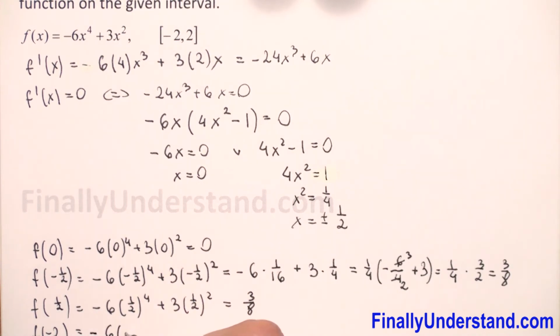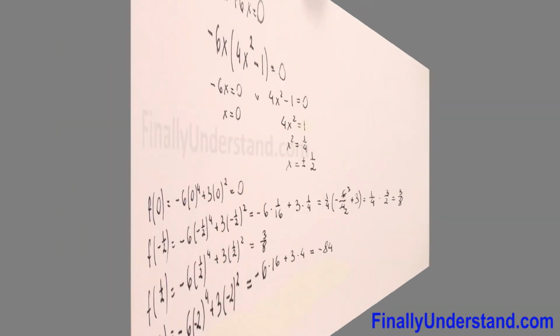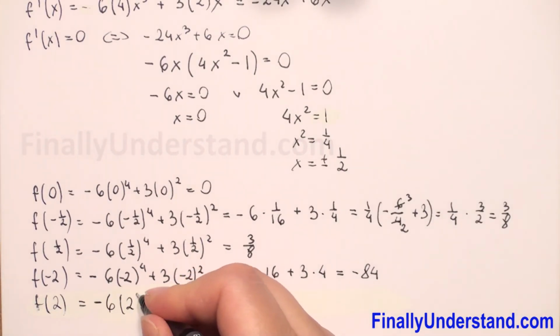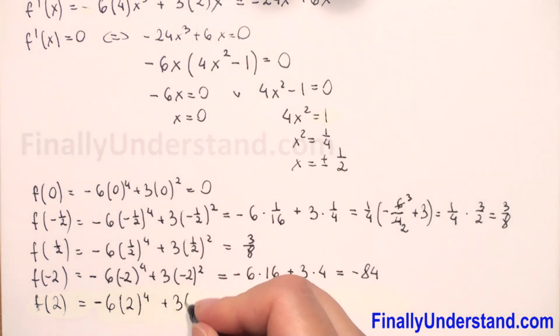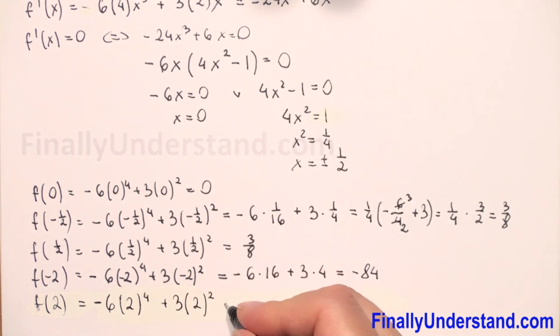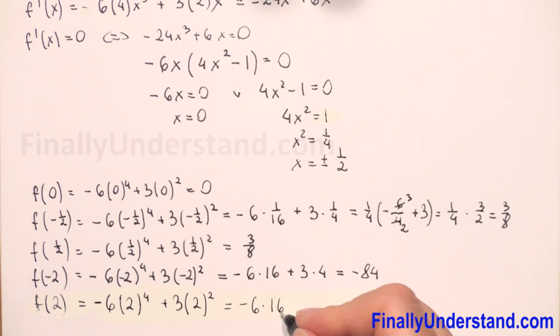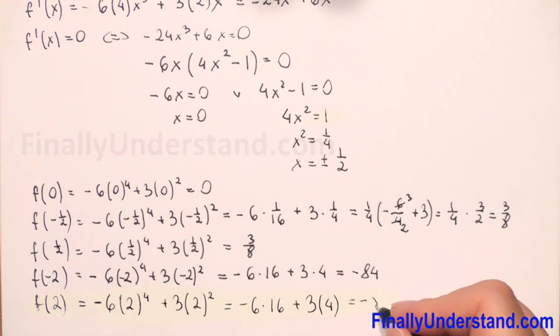And the value of our function for negative 2 is negative 6 times negative 2 to the 4th power plus 3 times negative 2 to the second power. This is equal to negative 6 times 16 plus 3 times 4, which is negative 84. Now for 2, we have negative 6 times 2 to the 4th power plus 3 times 2 to the second power. This is equal to negative 6 times 16 plus 3 times 4. So this is equal to negative 84.